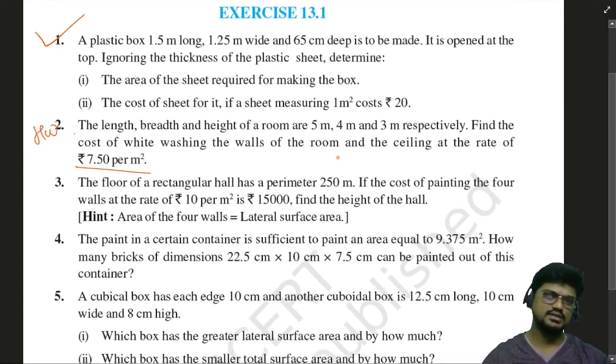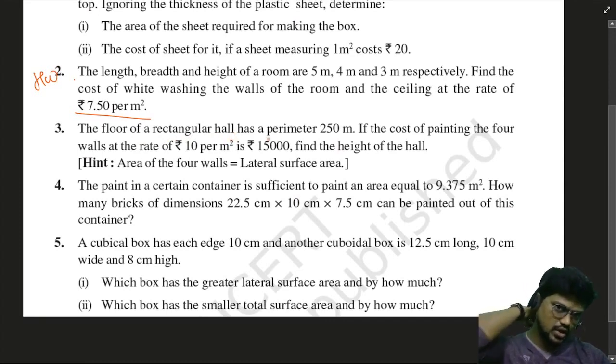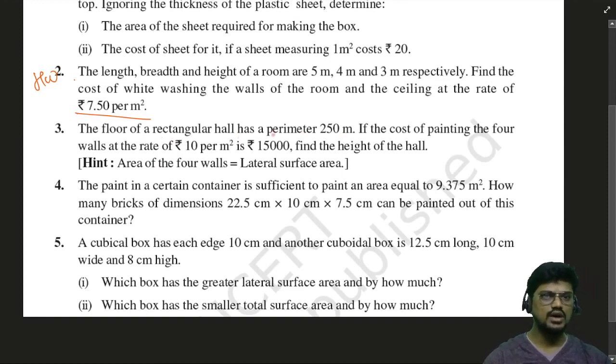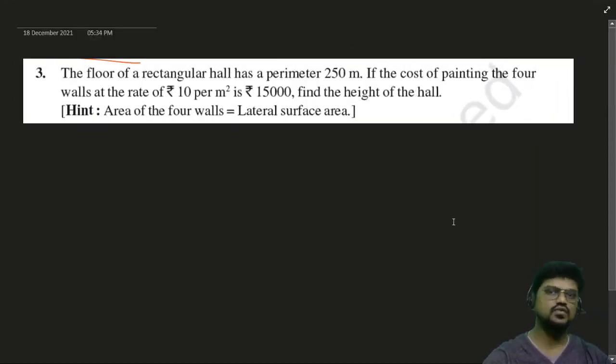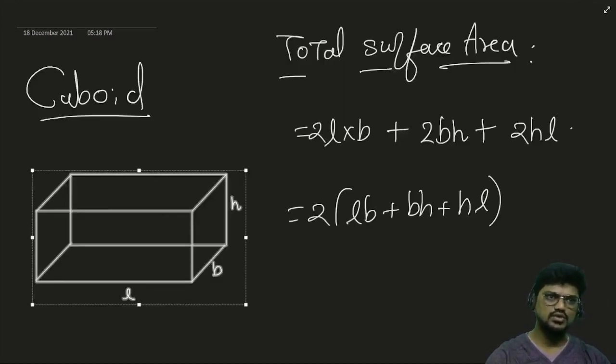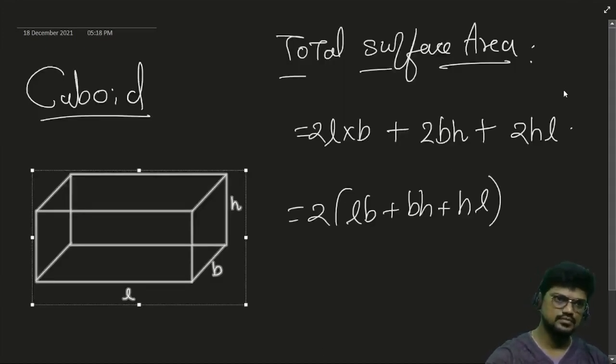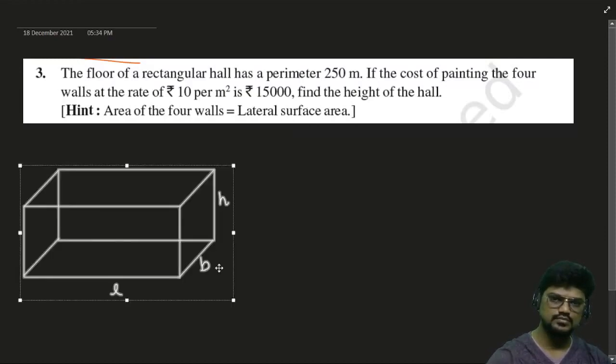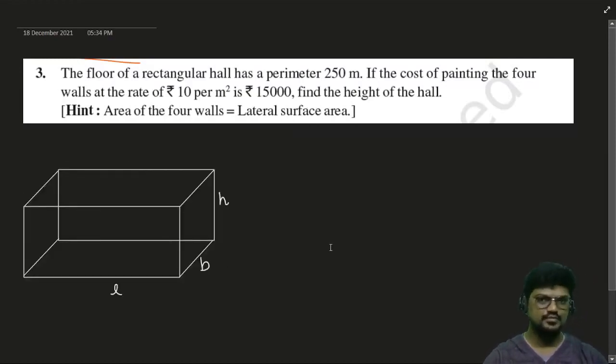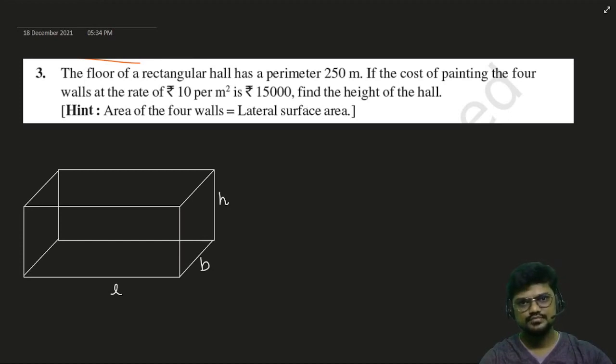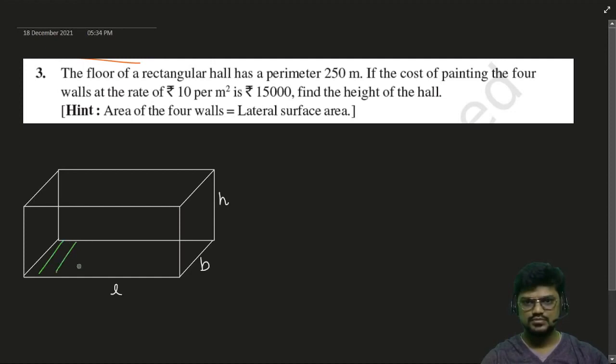The next: the floor of a rectangular hall has a perimeter. If the cost of painting the four walls at the rate given is 15, find the height of the wall. Okay, let's do this. The floor of a rectangular hall. Let's take the cuboid again. Suppose this is your hall, and this will be your floor. There will be tiles over here.